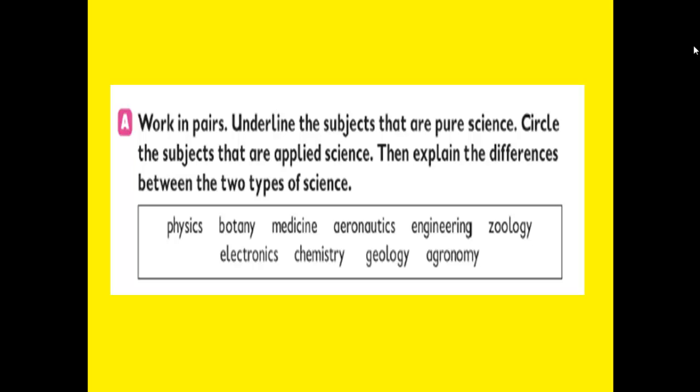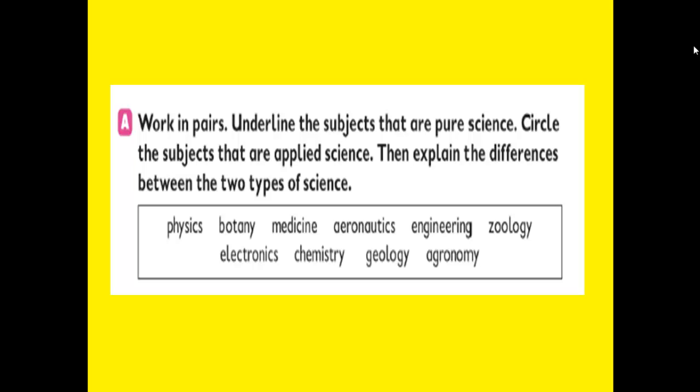In this box we have physics, botany, medicine, aeronautics, engineering, zoology, electronics, chemistry, geology, and agronomy. All of these words are fields of science or subjects of science.